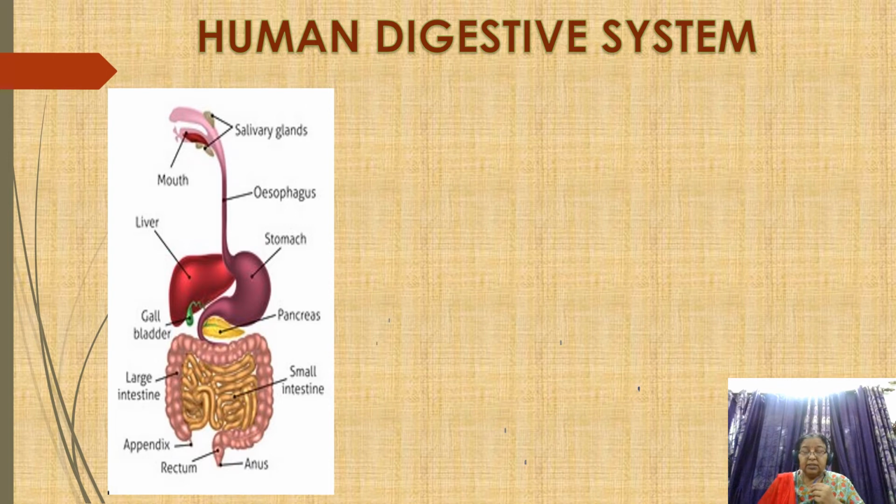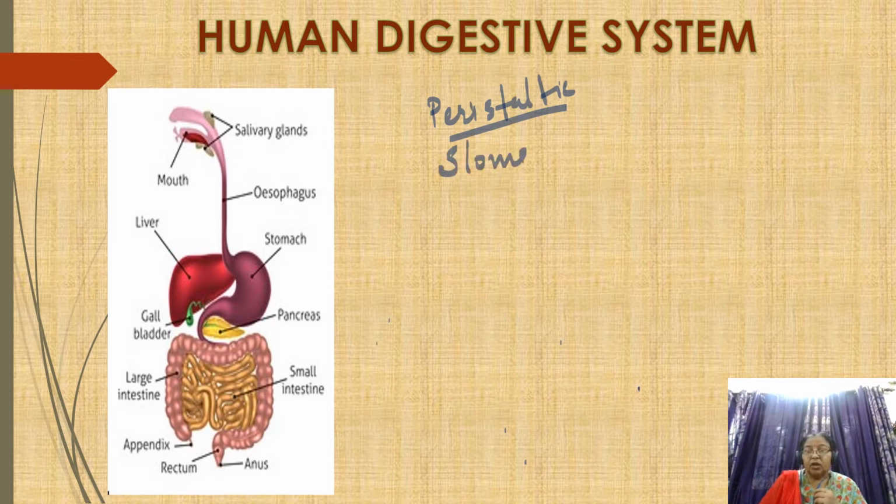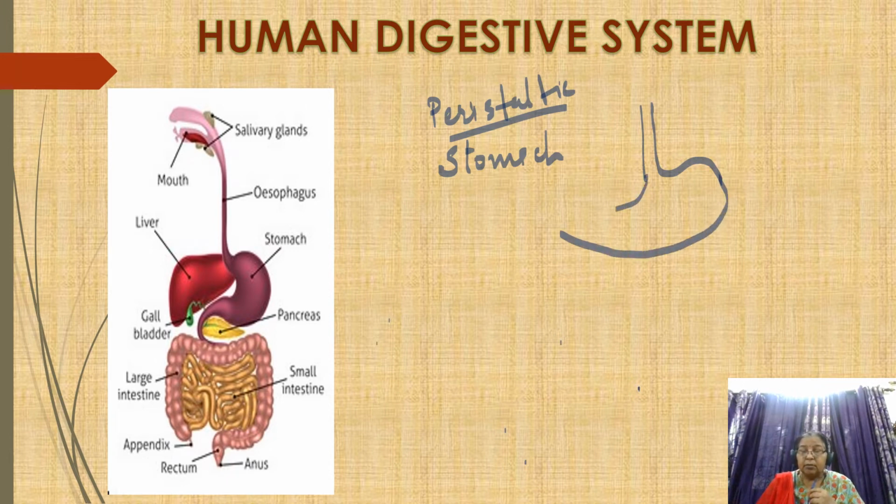Now next portion is the esophagus. This esophagus is a tube which pushes the food with the help of some movement which are called peristaltic movements. The automatic movement which push the food down in the whole digestive system, peristaltic movement. Now the food comes here at the stomach. So what is the role of stomach? Let's study. This is esophagus, this is the stomach.